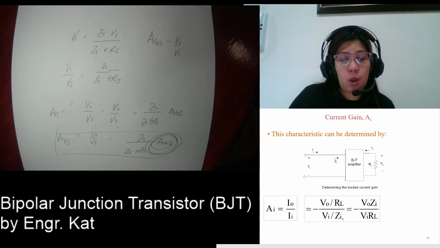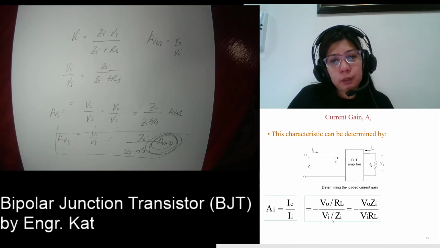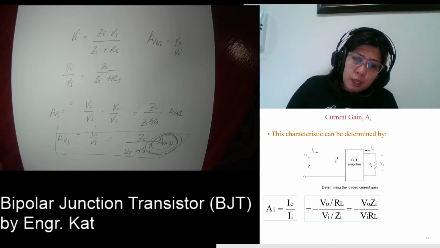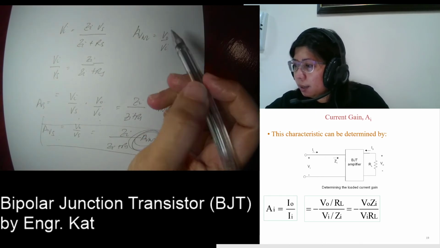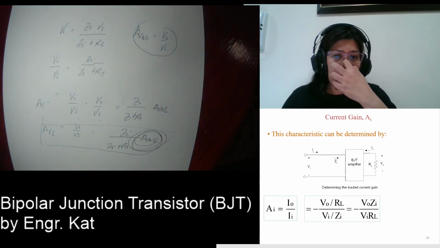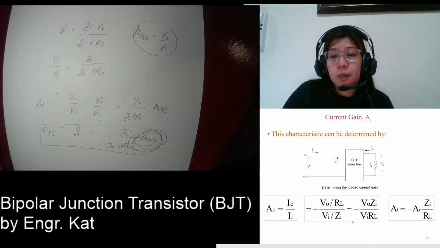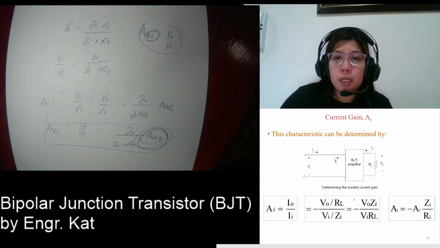divided by Zi. Okay? So we have here VO all over Vi multiplied by Zi over VO, getting the reciprocal. So we have here VO Zi over VI RL. Okay. So what is VO all over Vi? So VO all over Vi is AV NL. Why no NL? Why didn't we place NL? Because it is already loaded.